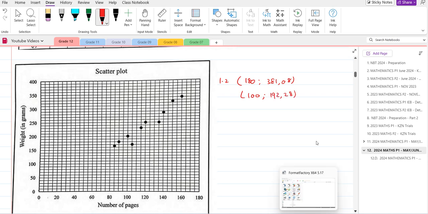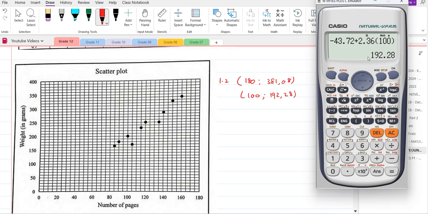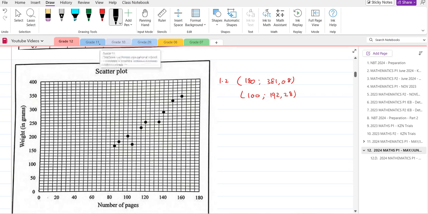192,28. Right, so I've got these values, and now let's plot it here. I think these are going in tens. 360, 370, 380. So I've got 380 here for 180. I've got 380. 380 should be the second line down, just right there.